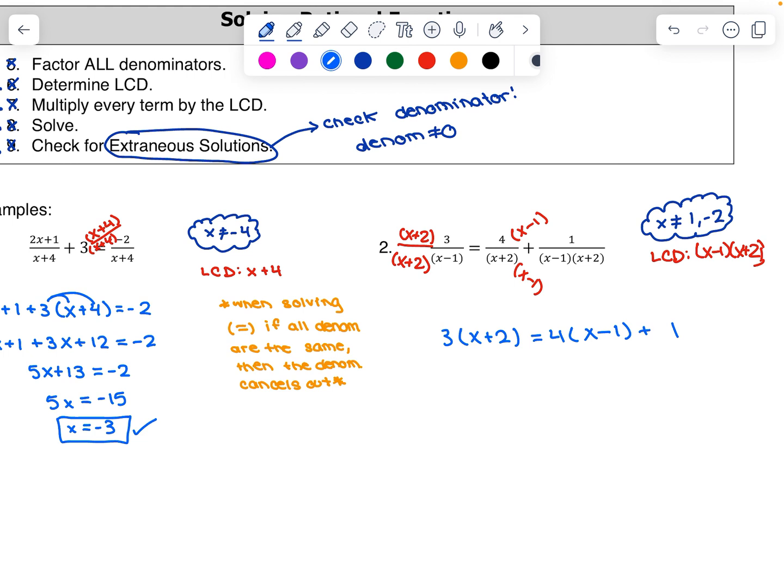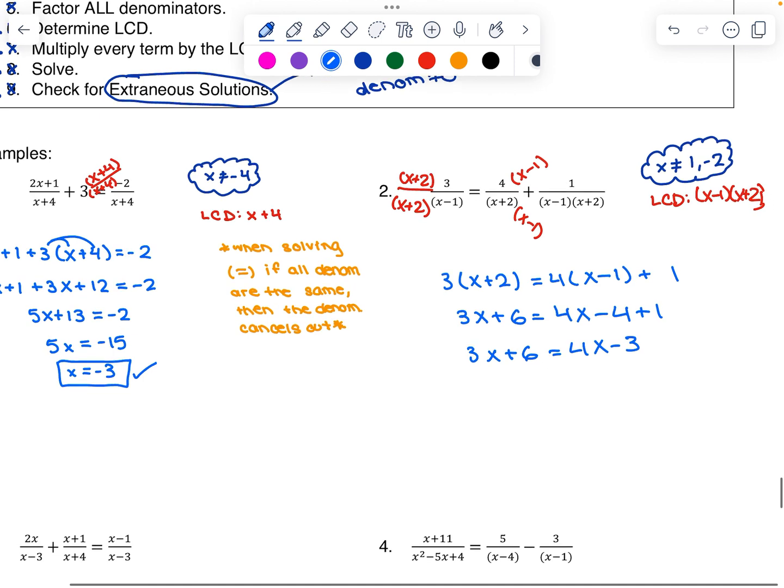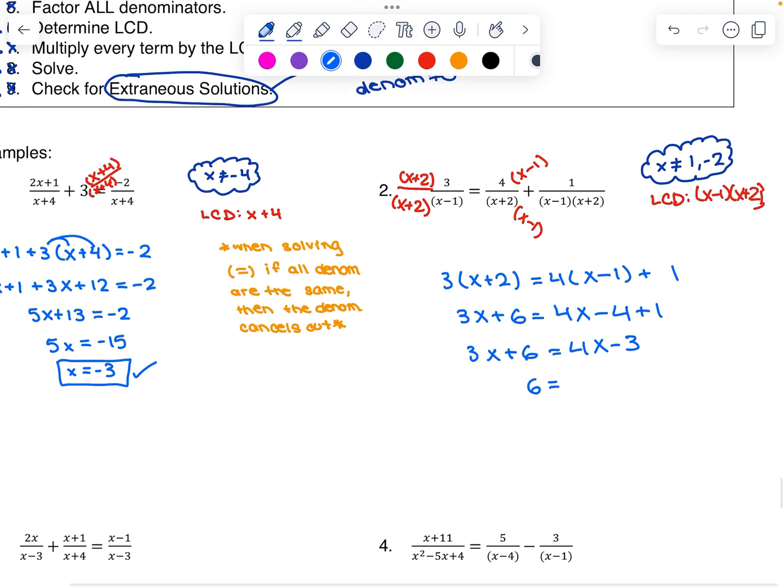And then again, it's just an Algebra 1 problem. 3x plus 6 equals 4x minus 4. Combine my like terms on the right side. So I'm going to get a minus 3. I'm going to subtract 3x over. That's going to get me an x. And then I am going to add 3 over, and x is going to give me a 9 here.